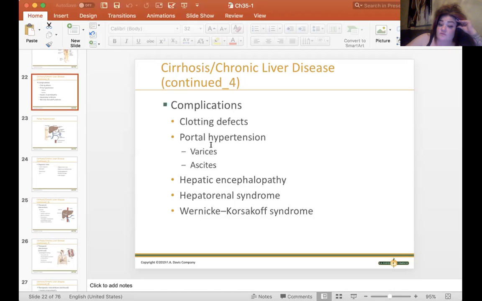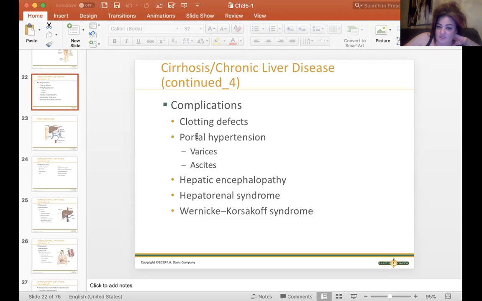That's where we come to varices and ascites. So I'm going to give you the very, Wernicke-Korsakoff's. Oh my God, this is my thing. But I want to do this in brevity so that you remember it. So this is what I want you to remember.